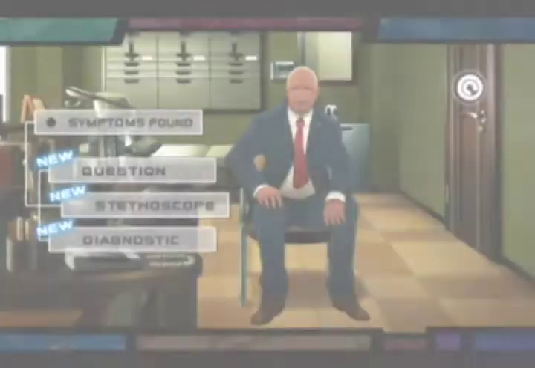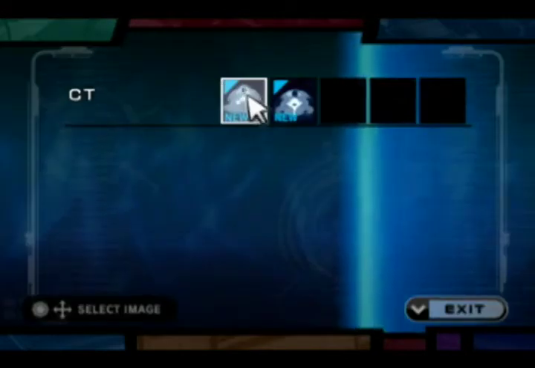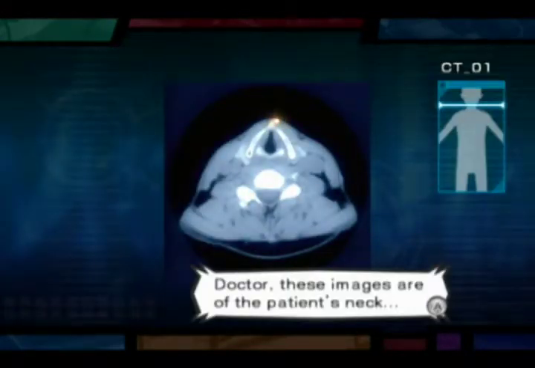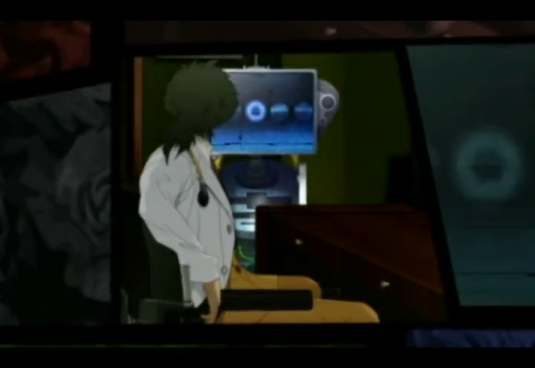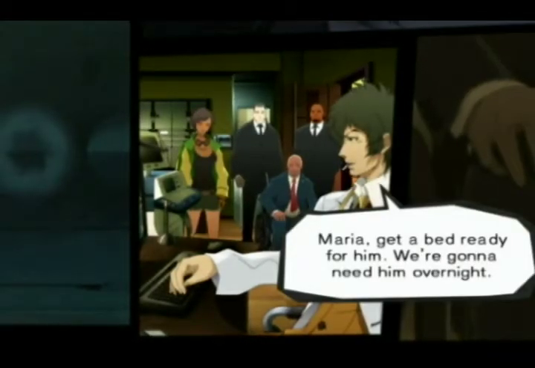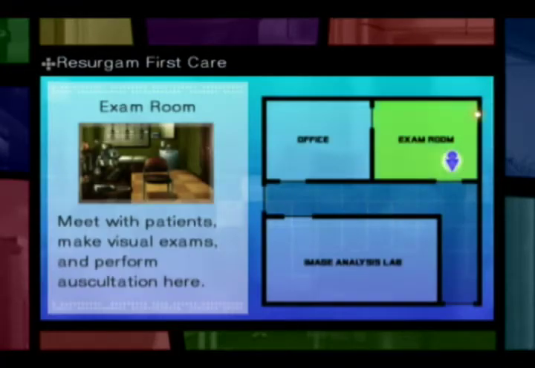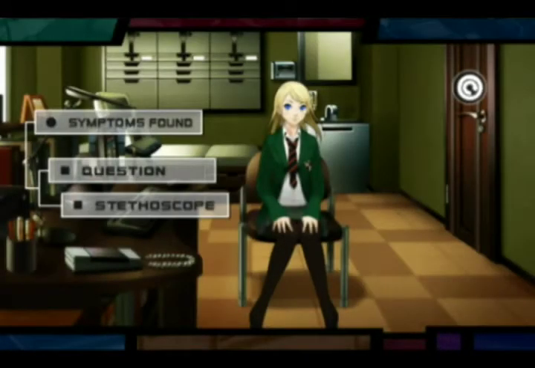In diagnosis, you will be gathering information based on your patient's commentaries and actions, leading to an accurate conclusion on what ailments they are suffering from. You will be playing as the clever yet sarcastic Dr. Gabriel Cunningham. His keen intellect and insight have made him one of the finest medical minds in Resurgam First Care. The exam room is where you'll be speaking with patients about their physical condition.